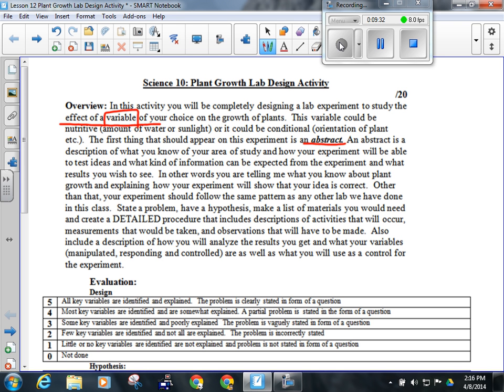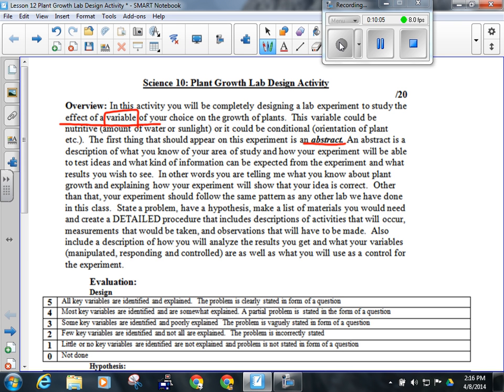Then after that you'll have your problem. Your problem will be, what is the effect of said variable on the growth of a plant, or whatever you want to say. Then you'll have your design: manipulated, responding, controlled, with good explanations. Then your hypothesis. Your hypothesis needs to be the same as it is in any other experiment. If this is the effect of my variable on plant growth, and this is done, describe your experiment, then it will be found that this will happen. Everybody with me there?